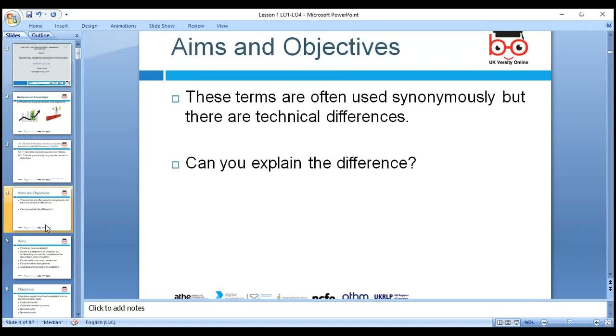Aims and objectives. These terms we often use. Can you explain the difference between aims and objectives? Anybody knows what is the difference between aims and objectives?